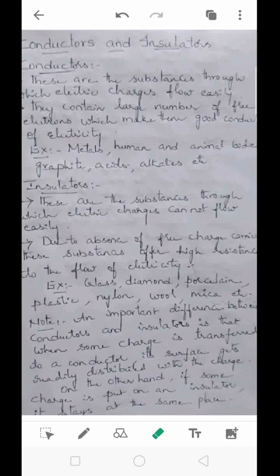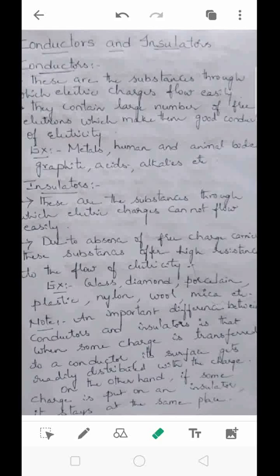Now we are learning about electrostatics. What is electrostatics? It is nothing but frictional electricity. The study of frictional electricity is also called electrostatics. In electrostatics, why are we learning about conductors and insulators? The reason is how these conductors and insulators behave in electrostatics when the charges are present on the surface of insulators and conductors.